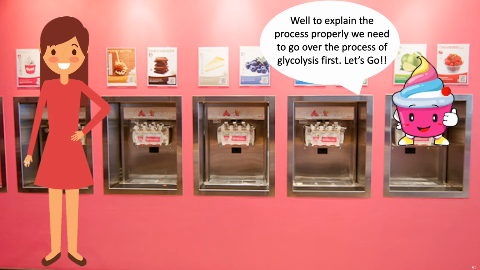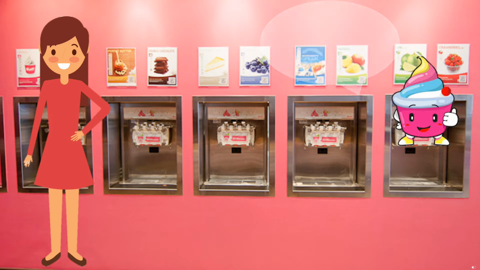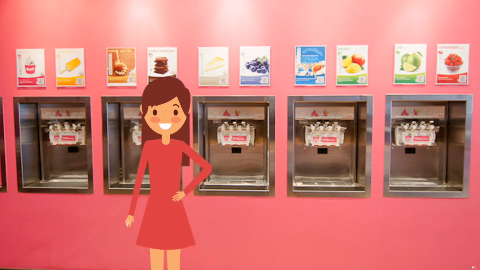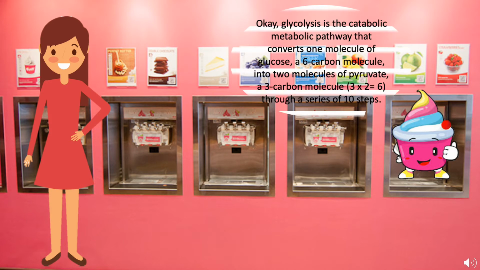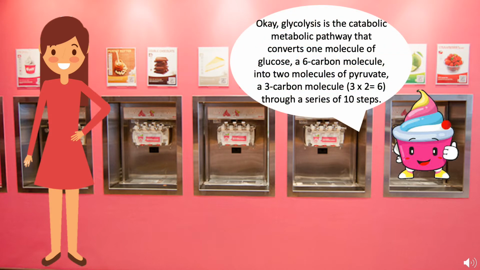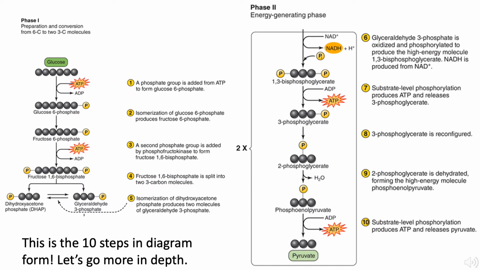Well, to explain the process properly, we need to go over the process of glycolysis first. Let's go! Okay, glycolysis is a catabolic metabolic pathway that converts one molecule of glucose, a 6-carbon molecule, into 2 molecules of pyruvate, a 3-carbon molecule. So 3 times 2 is 6, through a series of 10 steps. This is the 10 steps in diagram form. Let's go more in depth.